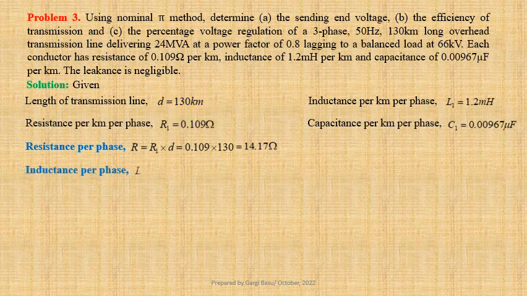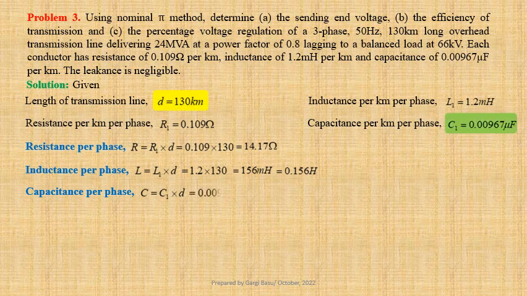Inductance per phase L equals L1 into D. Using values we get 1.2 into 130, that is equal to 156 millihenry or 0.156 Henry, and capacitance per phase C equals C1 into D. Using values we get 0.00967 into 130, that is equal to 1.2571 microfarad, or 1.2571 into 10 to the power minus 6 farad.